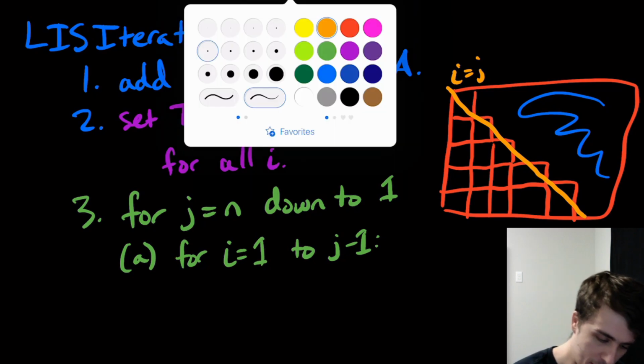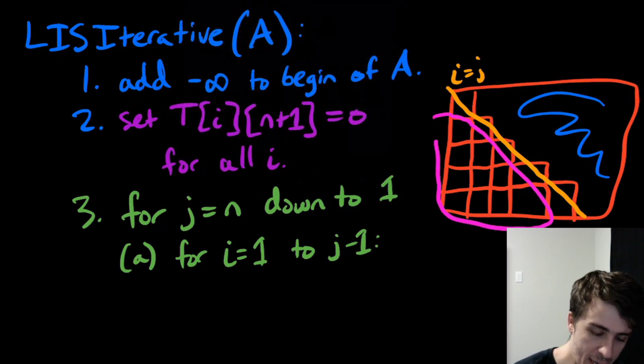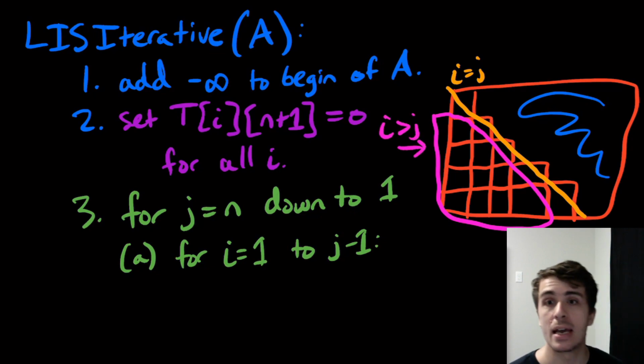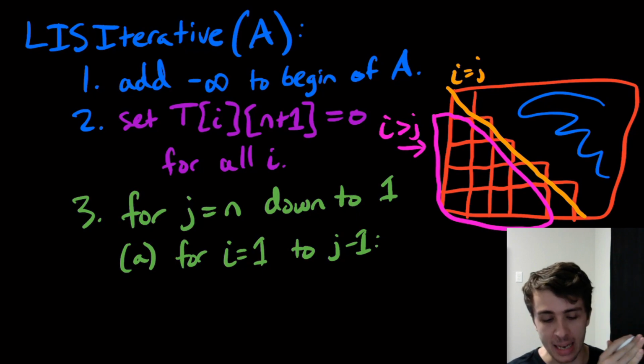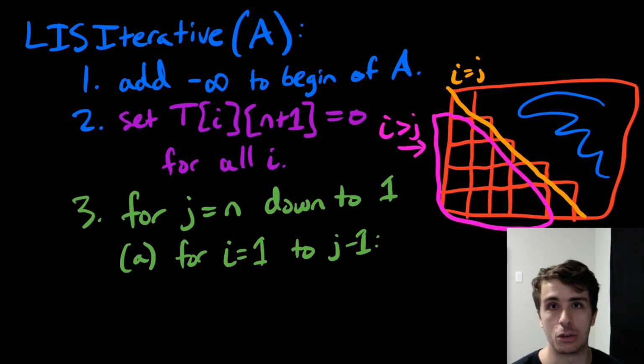So let me do this in a better color, pink. Down in this area right here, this is where i is bigger than j. And from the recurrence that we did, if the beginning index is bigger than the j index, then we're going to set it to 0. So all of these entries, apart from the diagonal, are going to be 0.